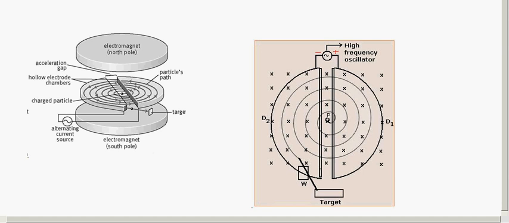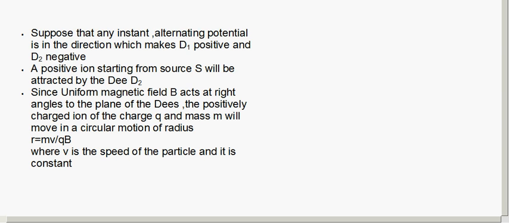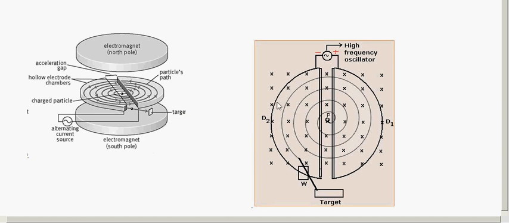Now what happens? A positive ion starting from source S will be attracted by the D2. Now suppose assume that this point is S, let me say the source is S. If we have a positive ion here, this positive ion is attracted by D2 because D2 is negative. So we know unlike charges attract. Now the positive ion at the source S or at P is attracted towards D2.